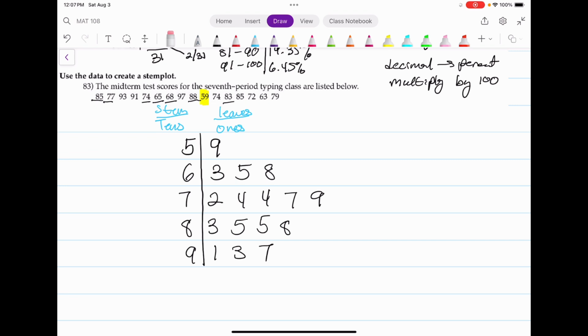So I want to double check to make sure that all of this is correct. There are a total of 1, 2, 3, 4, 5, 6, 7, 8, 9, 10, 11, 12, 13, 14, 15, 16 numbers in our data set. So we should have 16 leaves. 1, 2, 3, 4, 5, 6, 7, 8, 9, 10, 11, 12, 13, 14, 15, 16. This is our stem and leaf plot.